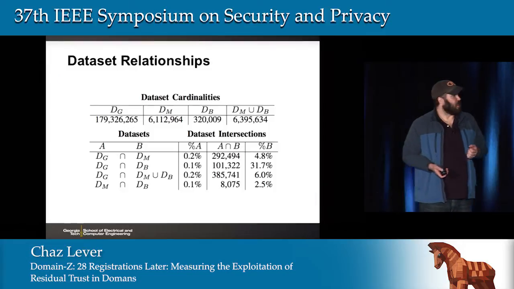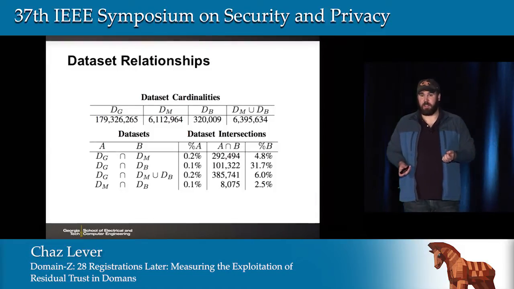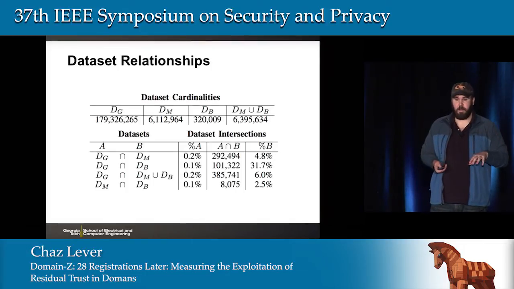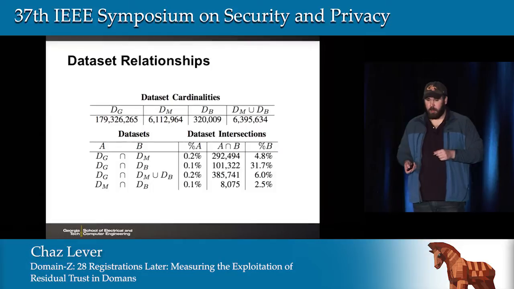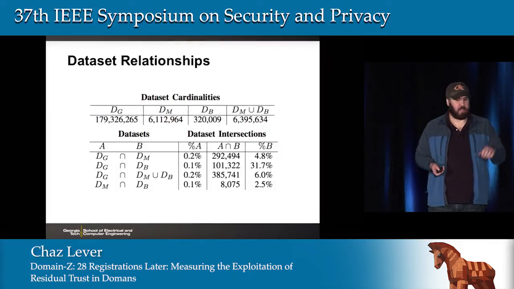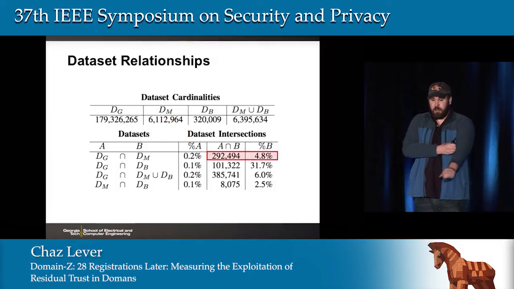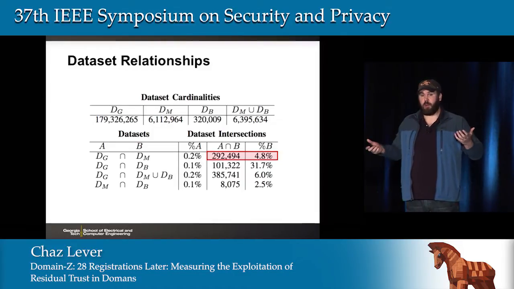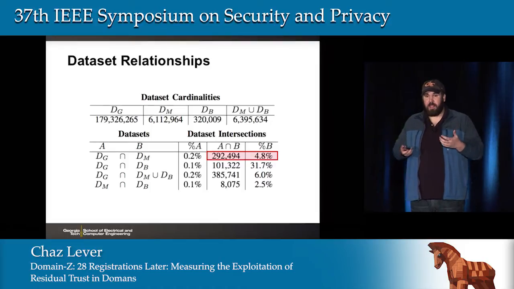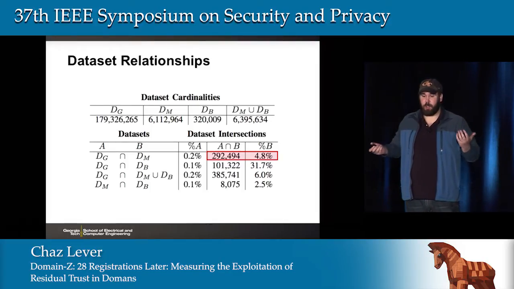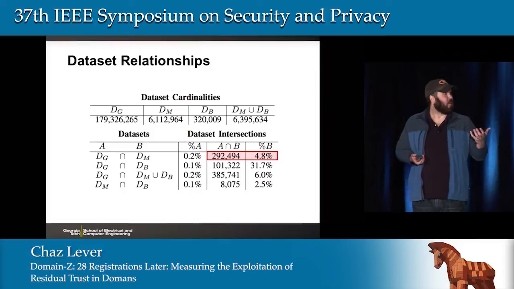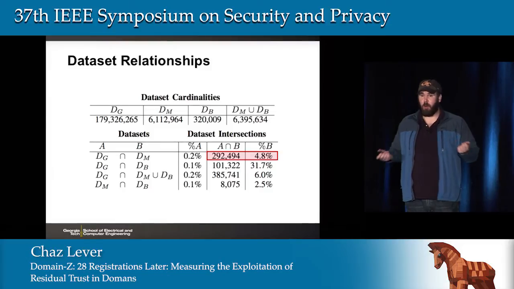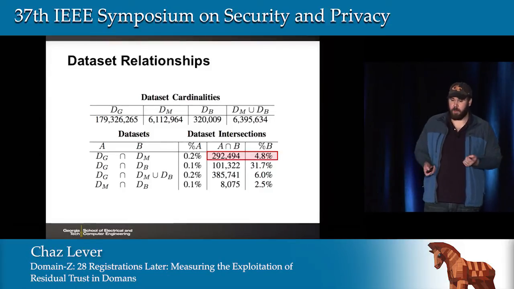So this is a table that shows the relationship between these different data sets. And we discussed these relationships more in the paper, so I'm not going to go into all the details of this table. But what I will do is call attention to a couple different numbers in this table. The first is the intersection between the expired domains and the malware domains. So these are domains that could likely be considered candidates for residual trust abuse. And we saw that there were about 300,000 of these domains in our data set here. And this was about 5% of all malware domains that were expired at some point in time.